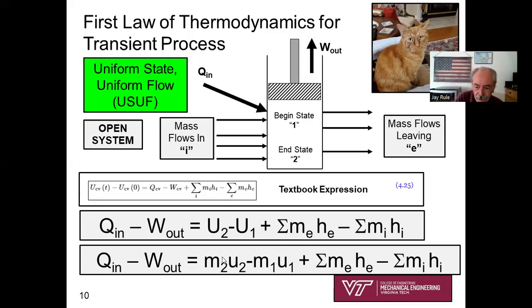Okay, now let's look at the next step. Q in minus W out is capital U2 minus capital U1. How would I calculate those? Well, that's just m2 times little u2 minus m1 times little u1. Plus the other terms, the sum of the masses that left times the enthalpies leaving at those exits, minus the sum of the masses that are coming in times the enthalpies coming in at those inlet states.